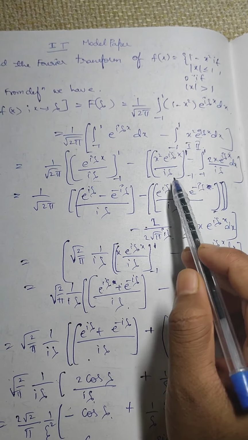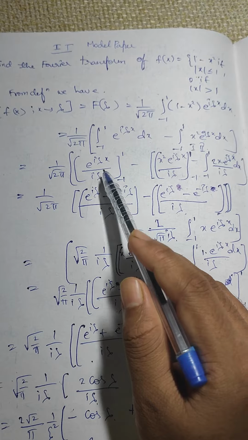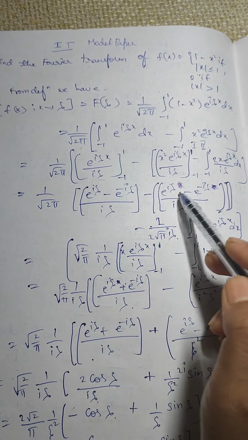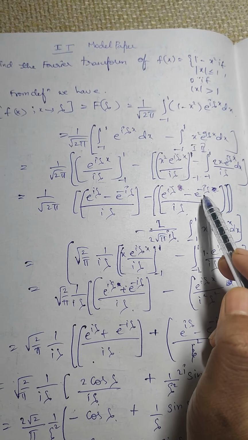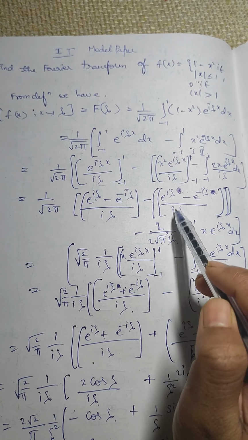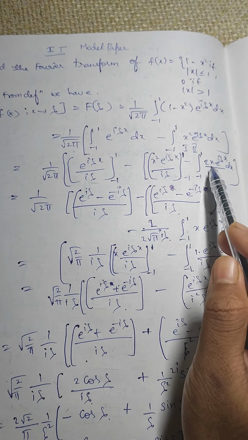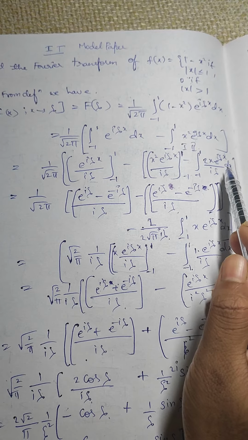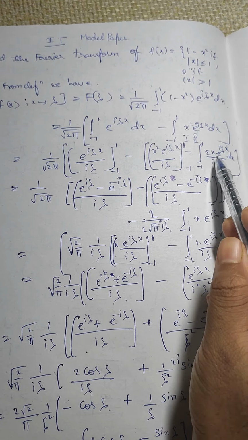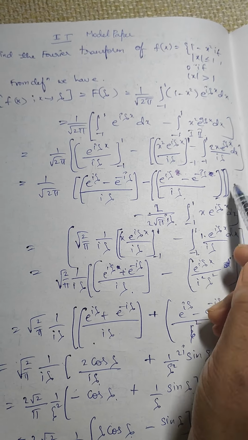So on substituting the limits here and here, let's see what we'll get. e power i xi minus e power minus i xi divided by i xi, minus of e power i xi minus of e power minus i xi divided by i xi. So these terms will get cancelled. We will be left with 1 by root 2 pi into 2 into x e power i xi x divided by i xi dx. So we'll integrate this term again by using the integration by parts rule.